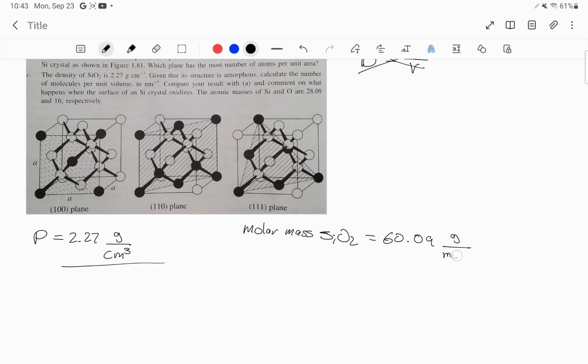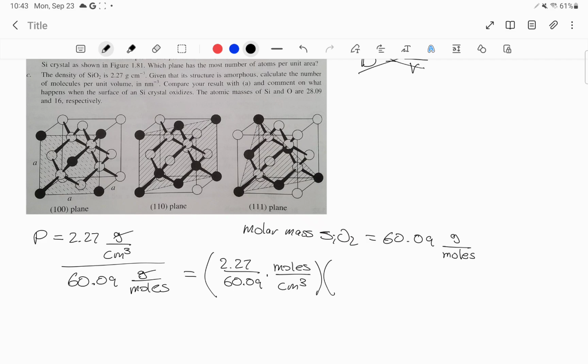grams per mole. So then we divide the density by the molar mass, 60.09 grams per mole. The grams cancel out. So when we do that, that should give us 2.27 over 60.09 moles per cubic centimeter.